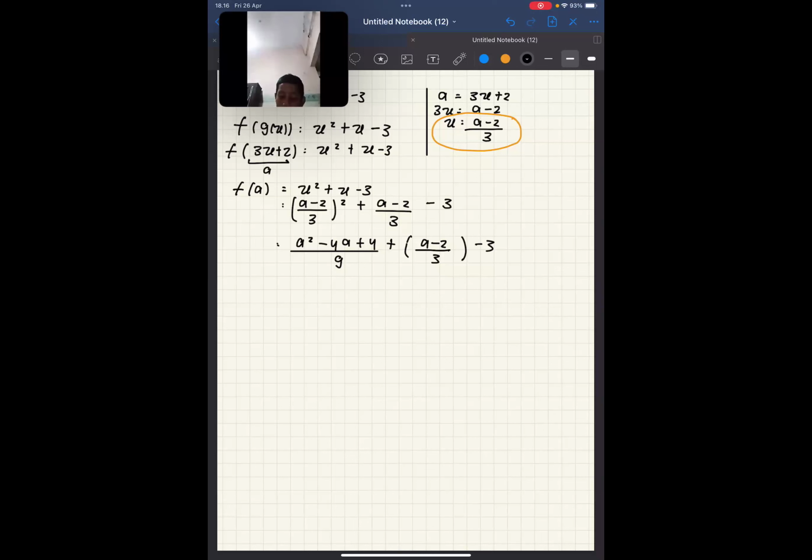So we're just going to multiply this all by 9 to get rid of the 9 and 3 here. So for this one, we can just eliminate this. So a squared minus 4a plus 4. As for this one, 9 divided by 3 is 3, multiplied by a minus 2. So plus 3a minus 6, and 9 multiplied by minus 3 equals minus 27. So a squared minus a minus 29 equals f(a).